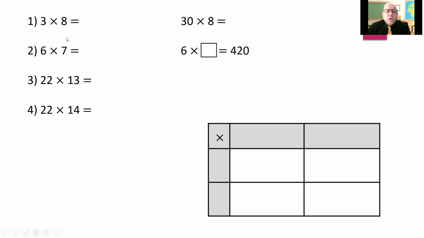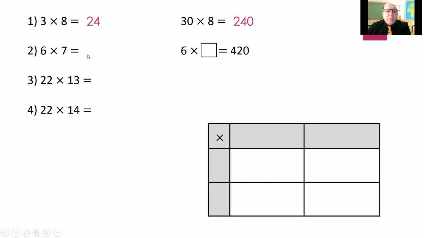Okay, first of all, 3 times 8 is 24. Now we've got 30 times 8 here. Similar type of question. The 0 is the only difference. So if we've got 1 0 in the question, we're going to have 1 0 in the answer. So 3 times 8 is 24. With the 0 gives us 240.